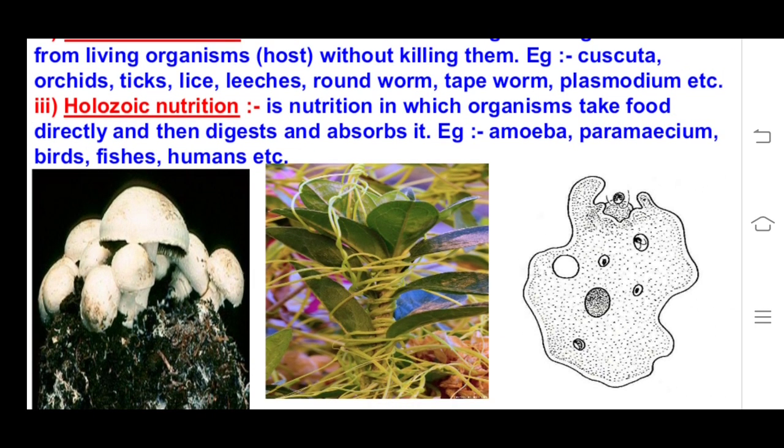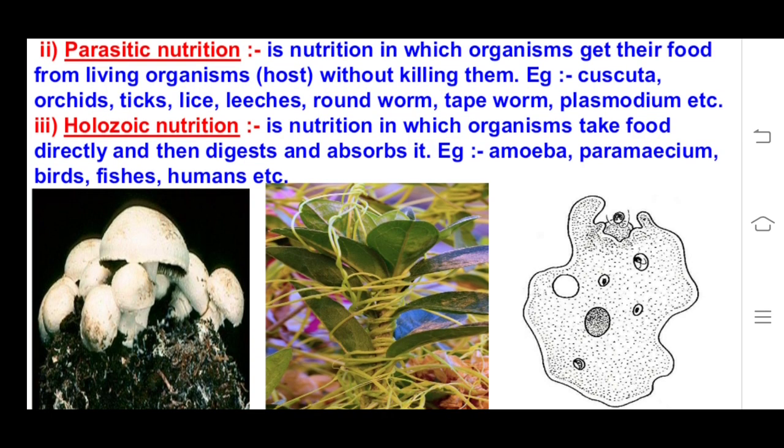Then we have Plasmodium, that is a malarial parasite which grows in the body of human beings. It damages the liver cells and red blood cells, and it causes harm. It grows in our body and it causes harm. Sometimes it may even kill. That is about parasitic nutrition. Parasitic nutrition mainly grows on a living organism, whether outside or inside the body, and then it causes harm.